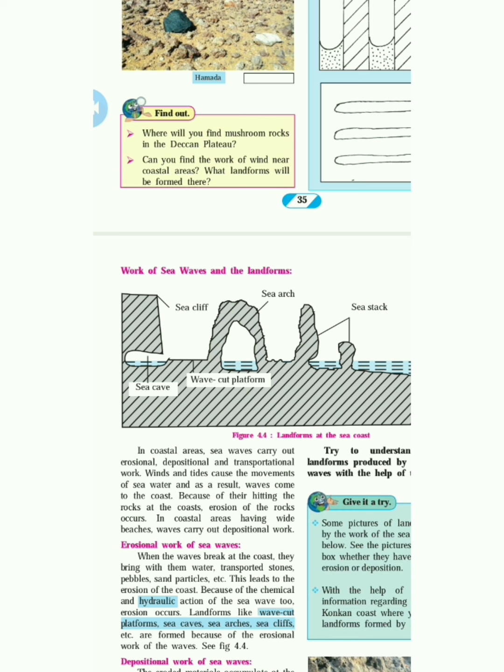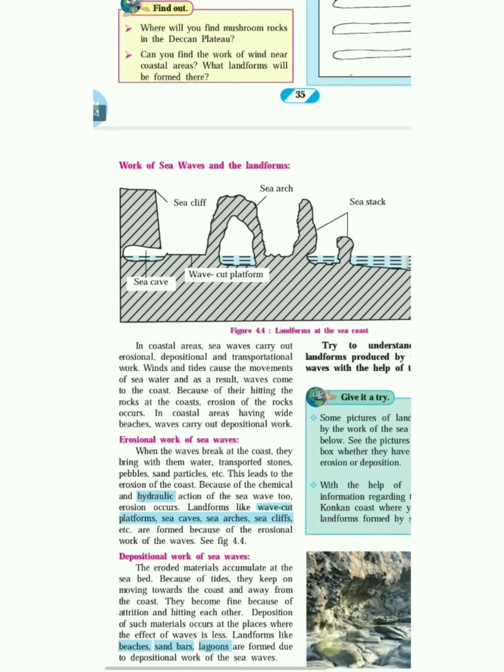When we get high tide and low tide, why? Because of the wind, the flow of wind. If it is high, we will get high tide, and if it is low, we will get low tide. Because of their hitting rocks at the coast, erosion of rocks occurs. Even in the sea, when the rocks hit the flow, what will happen? Erosional and depositional work is done.